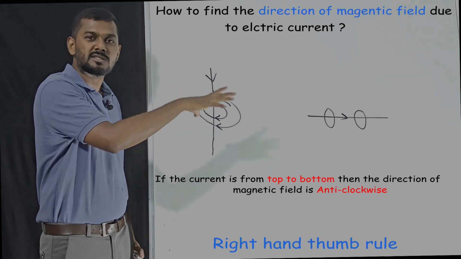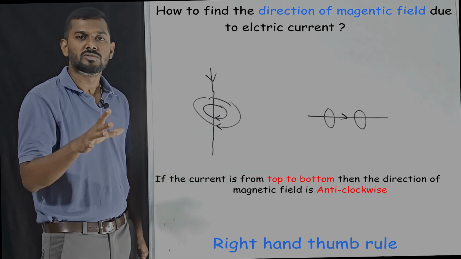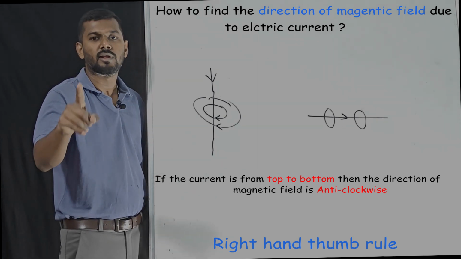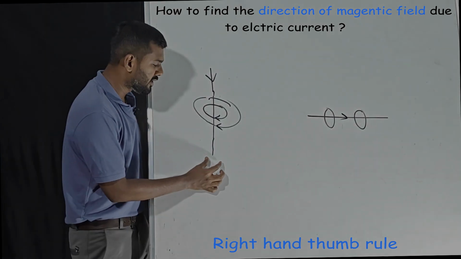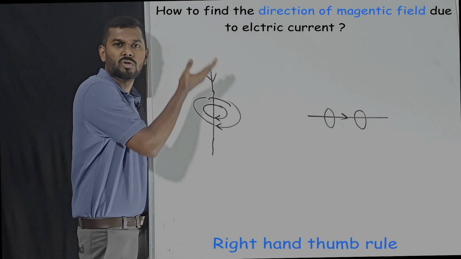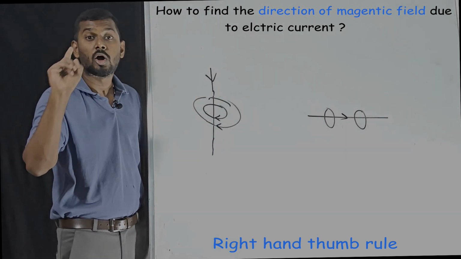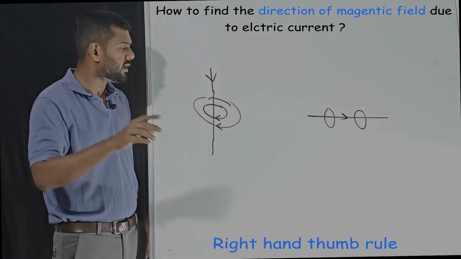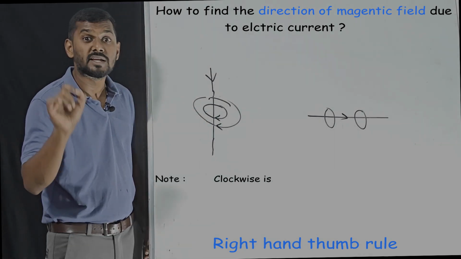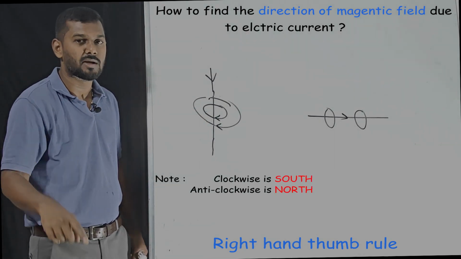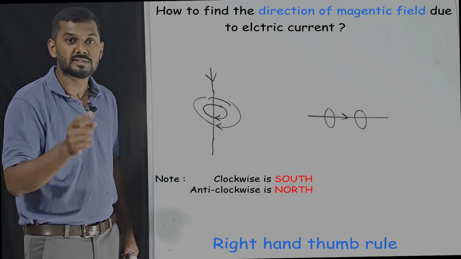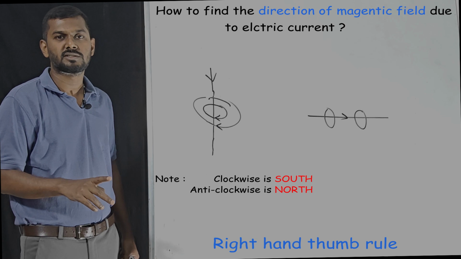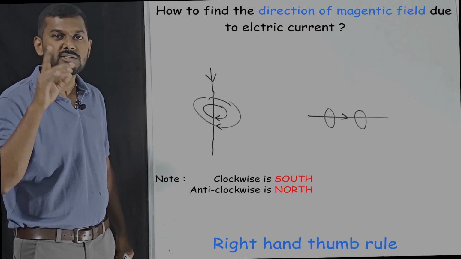So these are the simple procedures to identify it. Instead of all these things, very simple, remember only one thing. If the current is coming from bottom to top, it is clockwise, that's it. And one more thing, if it is clockwise, it is south direction, keep this in mind. If it is anti-clockwise, it is north direction, north polarity. So all these things you should know.